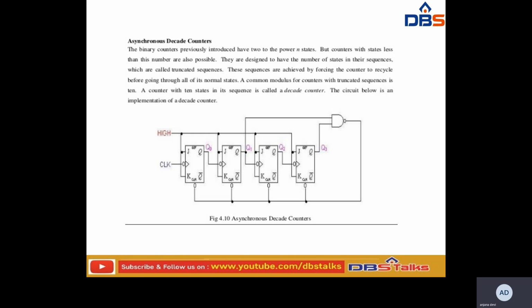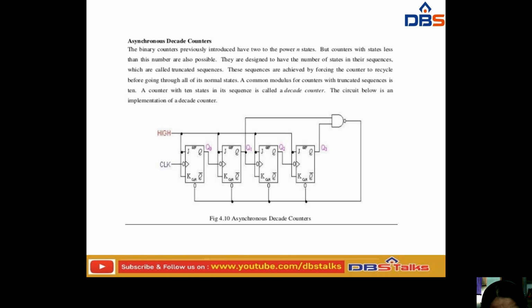Okay, so here if you have observed this asynchronous decade counter, this is the JK flip-flop that it is using here, and this is the clock signal. Here it is taking the high input. Here Q0 is the output, which is again another input. Q1, Q2, and Q3. So this is about the asynchronous decade counters.